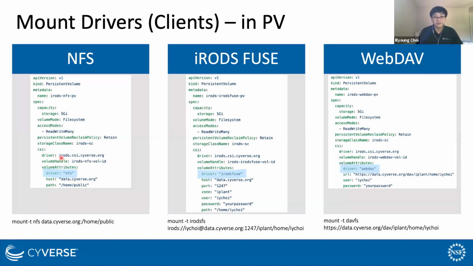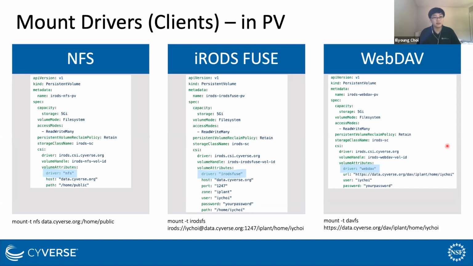To configure a persistent volume to use NFS client, set the driver field under CSI section to NFS. Then set host and path field to the NFS server host name and path to the iRODS collection to mount. NFS client will use system authentication, so you don't need to pass username and password in this case.